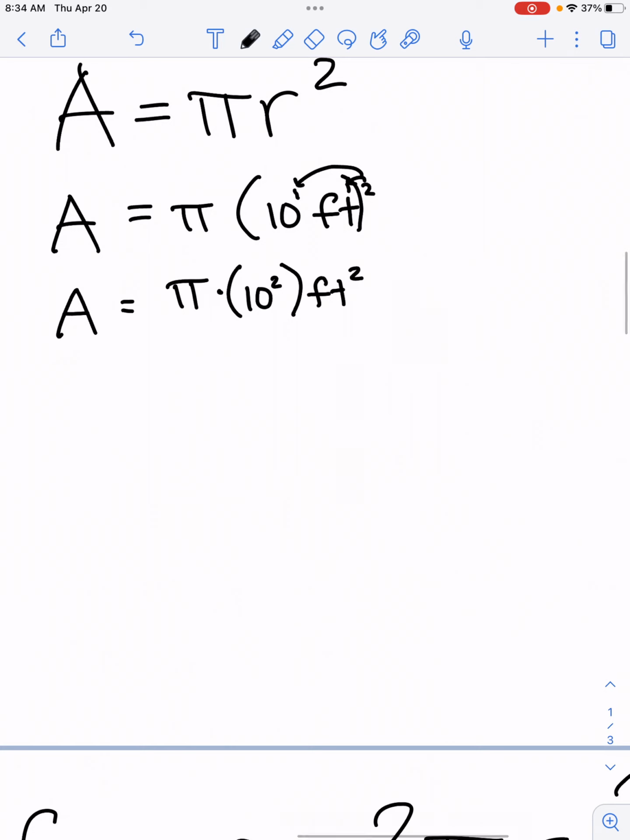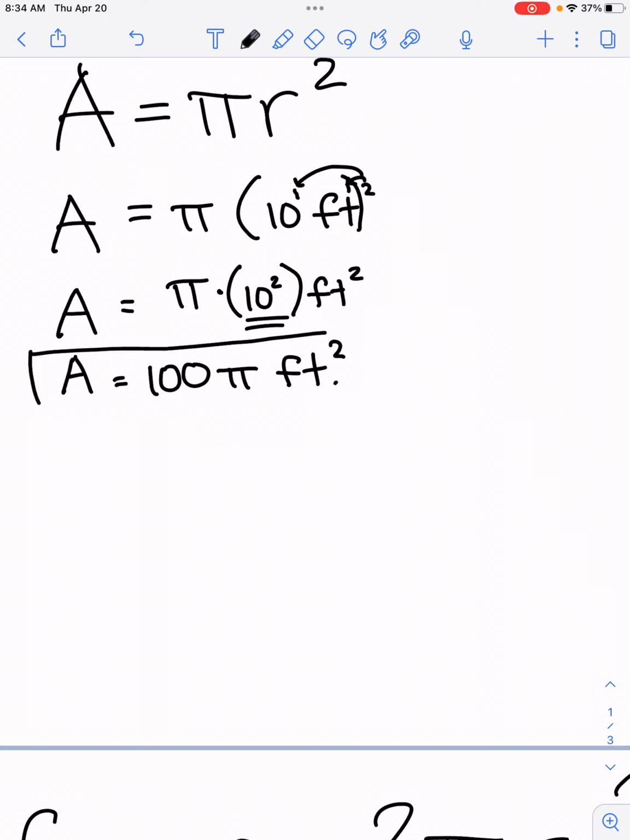Okay, now I've got to simplify some things. 10 squared, 10 times 10, is 100. So I'm going to put that in front. We're going to put pi right behind it, and this is feet squared. Normally, I'll just call this square feet. I'll switch the 2 with the FT. And that would be your final answer if you were to write this in terms of pi.